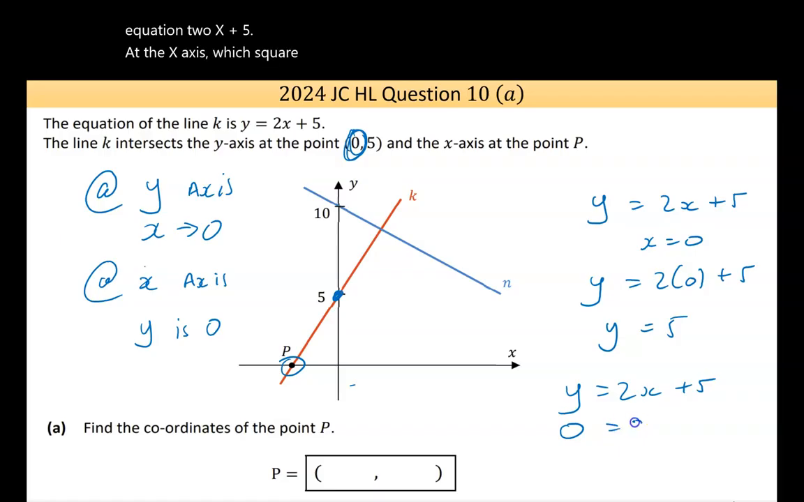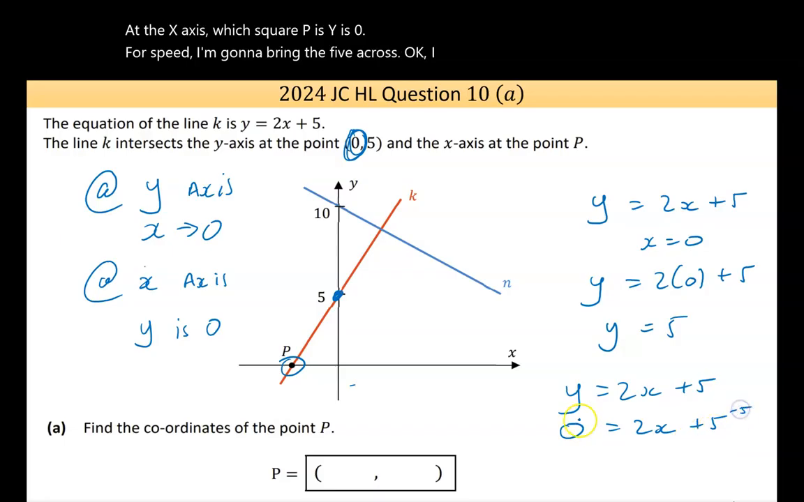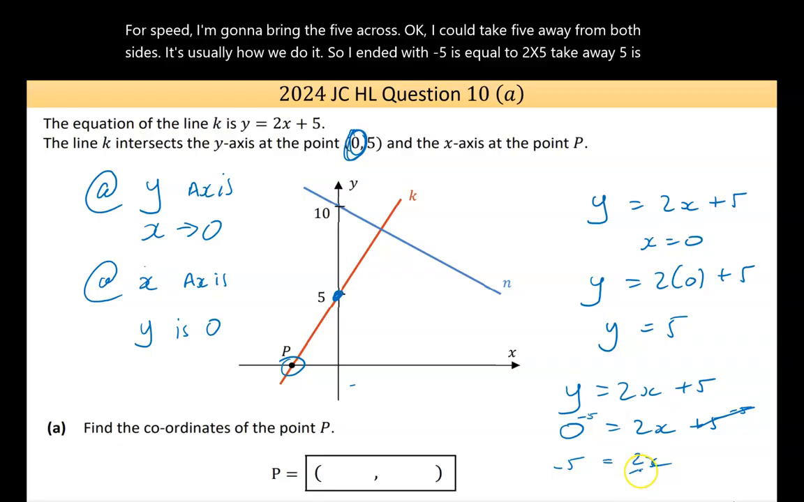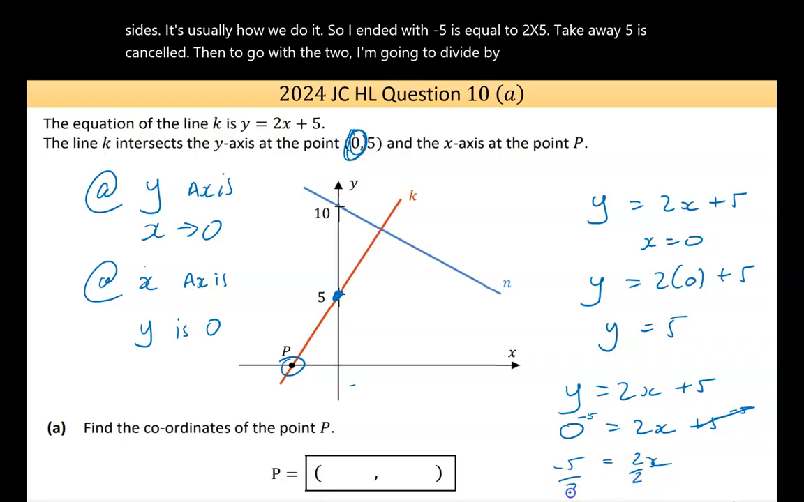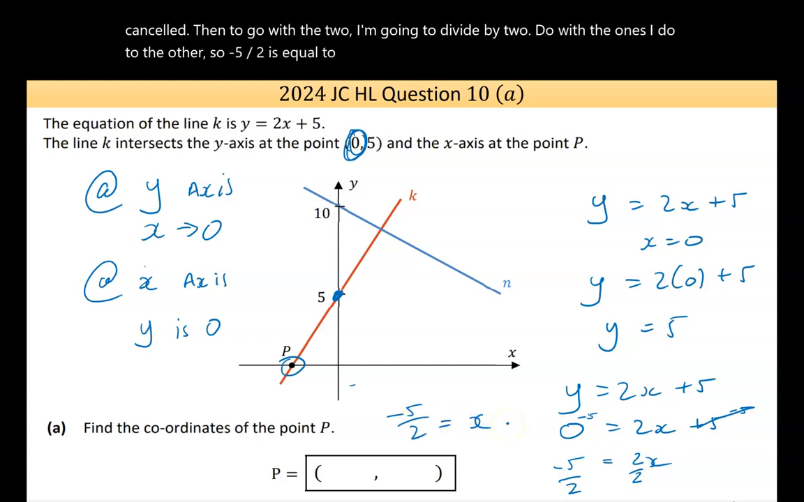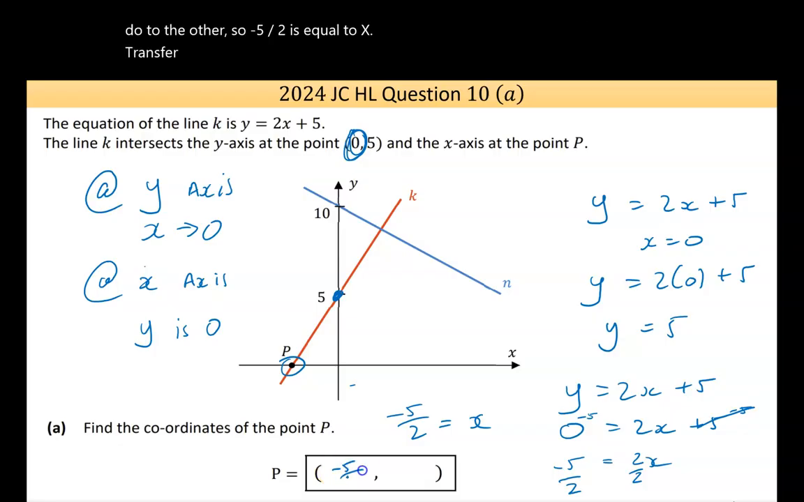Now for speed, I'm going to bring the 5 across. I could take 5 away from both sides, is usually how we do it. So I end up with minus 5 is equal to 2x. 5 take away 5 is cancelled. Then to get rid of the 2, I'm going to divide by 2, do it to one side, do it to the other. So minus 5 over 2 is equal to x. That's our answer. So it's minus 5 over 2.